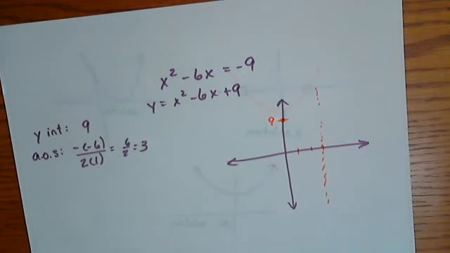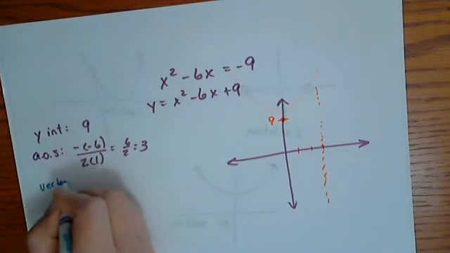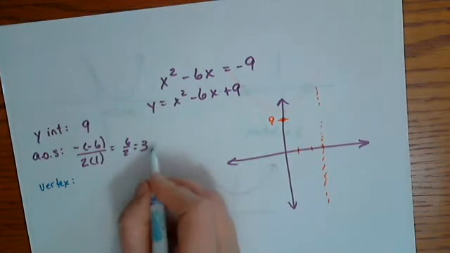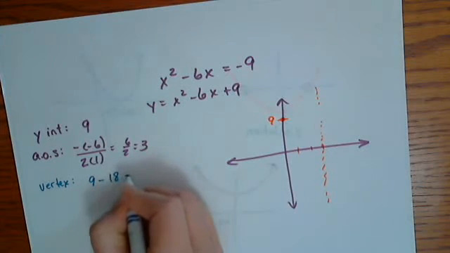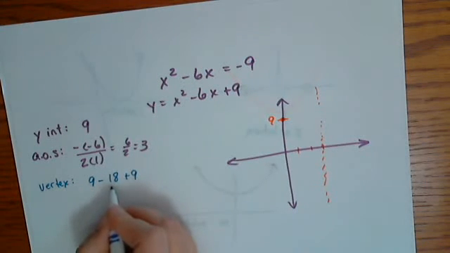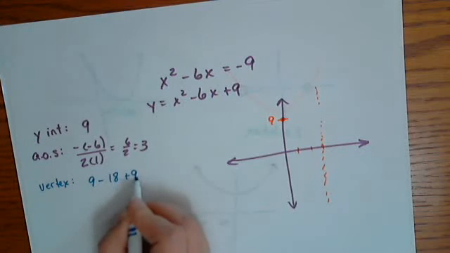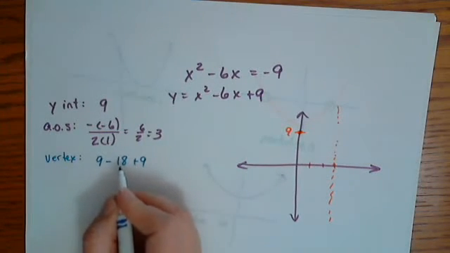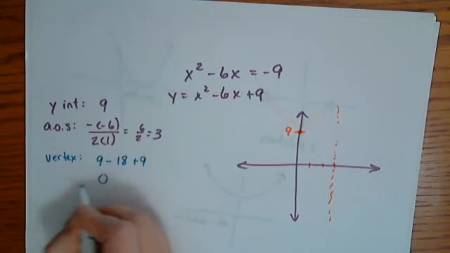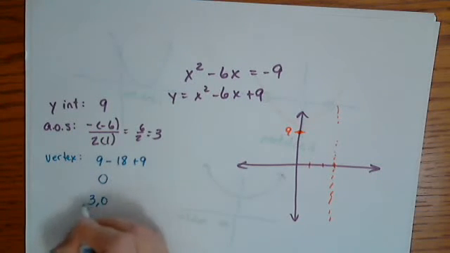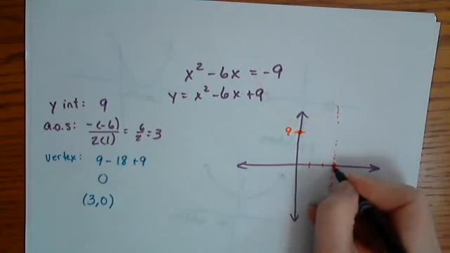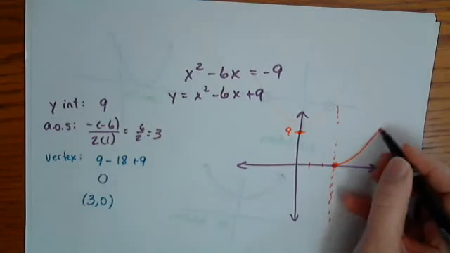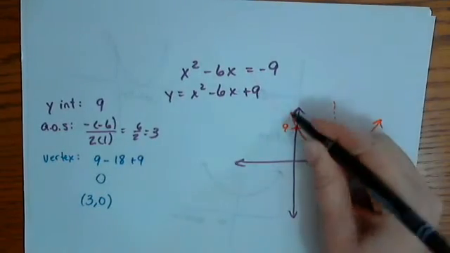And to figure out our vertex, we are going to replace x with this 3. So we'll have 9 minus 6 times 3, which is 18, plus 9. So our vertex is going to be at 9 minus 18, which is negative 9, plus 9, which is 0. So it's going to be at 3, 0. 3, 0 is right here. That's our vertex. And here we go. That's the way it's going to go.